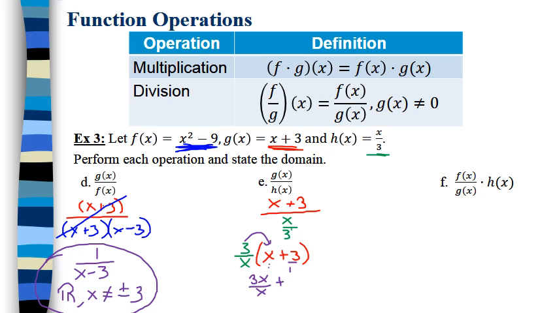Times 3, so this is 9 over x. So x over x is 1, so we end up with 3 plus 9 over x is our answer. And the domain can be anything, but we can't have 0 in the denominator. So real numbers where x is not equal to 0.